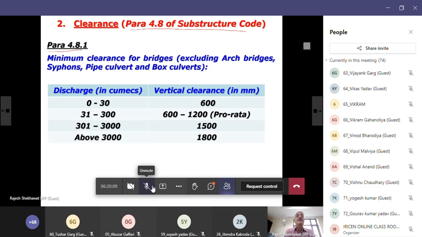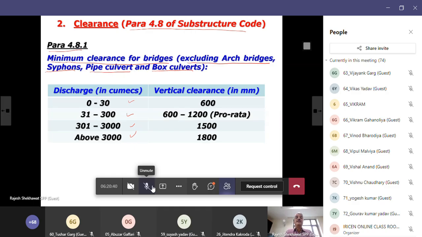Requirement of clearance, 4.8.1, says the minimum clearances for bridges, and this excludes, why it excludes I will tell you, arch bridge, siphon, pipe culvert and box culvert. Excluding these, the minimum clearance required depends on discharge. This is foundation discharge, QF, because we are calculating clearance. In free board the normal discharge will be used, the design discharge.